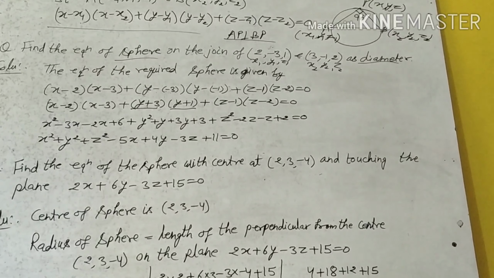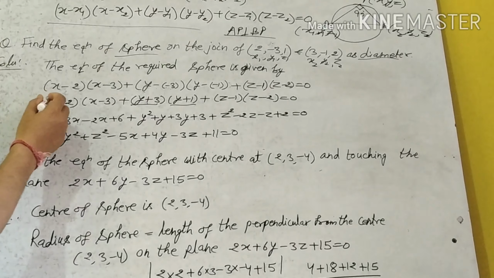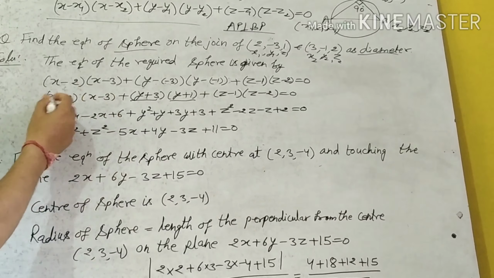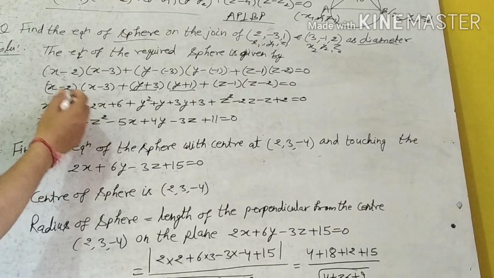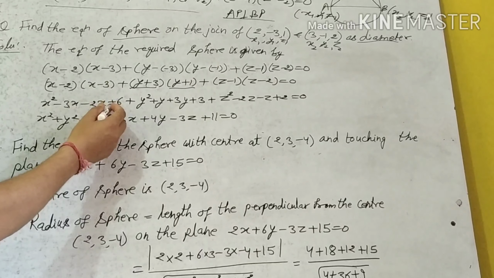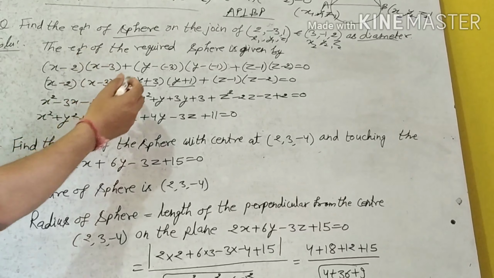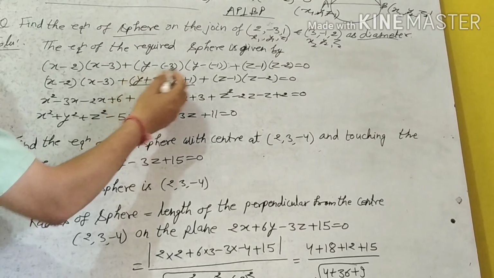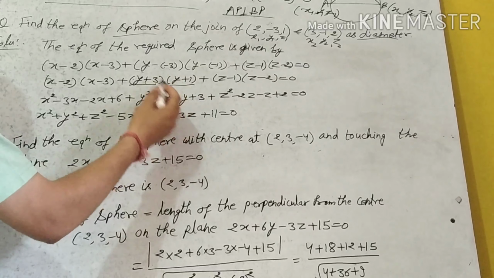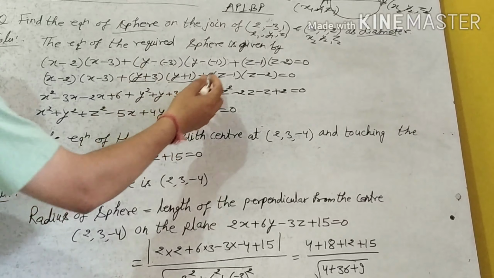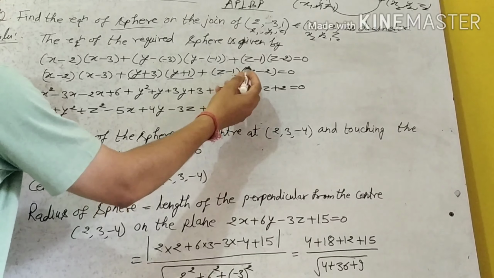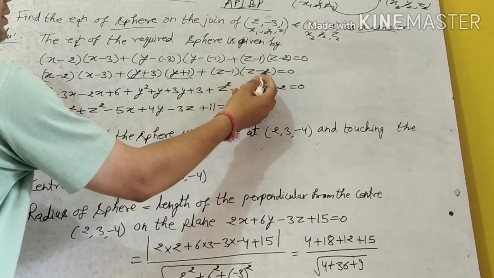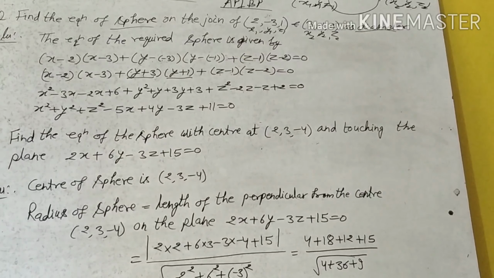Now you will simplify it after multiplying. When you multiply x in both the terms: x into x is x square, x into 3 is minus 3x, minus 2x, minus minus plus, 2 into 3 is 6. In the same way, y into y is y square, y into 1 is y, 3 into y is 3y, 3 into 1 is 3. In the same way, z into z is z square, z into minus 2 is minus 2z, minus 1 into z is minus z, minus 1 into minus 2 is plus 2, equals 0.